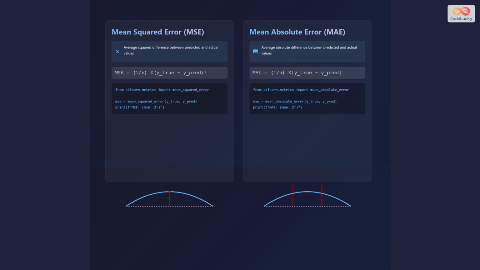From scikit-learn metrics, import mean absolute error. Then, calculate MAE using the mean absolute error function with y_true and y_predicted as arguments. Finally, print the MAE, formatted to 2 decimal places.